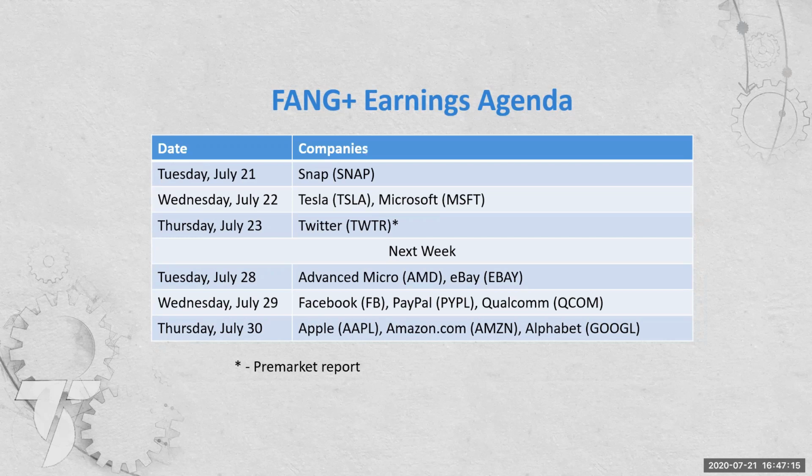Then, tomorrow night we have the big ones. We have Tesla and Microsoft. Then we have Twitter on Thursday. It's the only company that reports in the pre-market. Next week we have Advanced Micro, eBay, which has been on fire. And then we have Facebook, PayPal, which has also been on fire, and Qualcomm. And then we have the really big three, which is Apple, Amazon, and Google, Alphabet, on Thursday, July 30th.